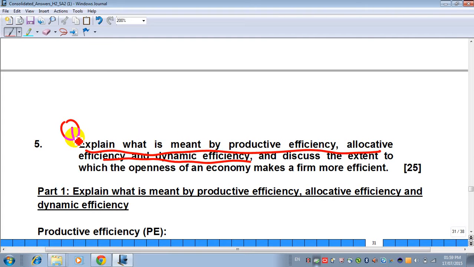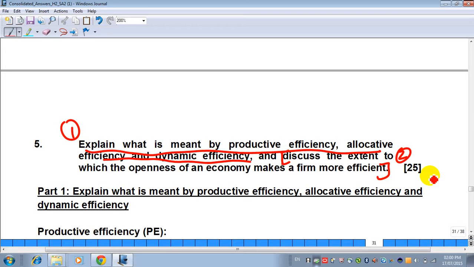Boys and girls, just to let you know, I'm thinking aloud now like a student. This is the first part and I will answer this first part here before I address the second part, about discussing the extent to which the openness of an economy can make a firm more efficient. Other than that, I will not focus so much on the first part because I believe that most of you already know the meanings behind the different kinds of efficiencies. You just need to go and revise again.